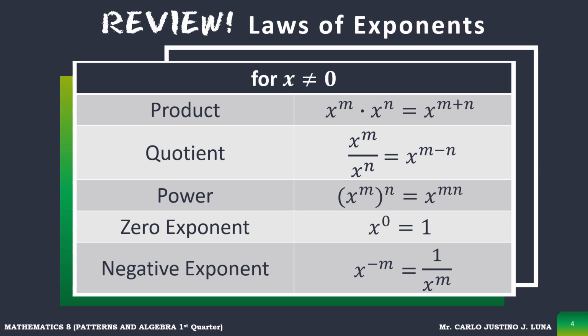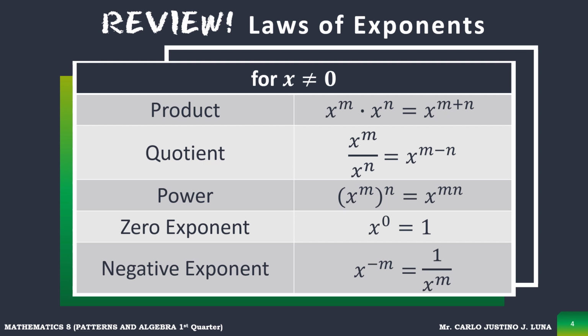We have x raised to m over x raised to n equals x raised to m minus n. So for division, all you have to do is get the difference of the exponents. Third is the power of powers. So we have x raised to m, raised to n. So if that is the case, we have to multiply the two exponents. So we have now x raised to mn.